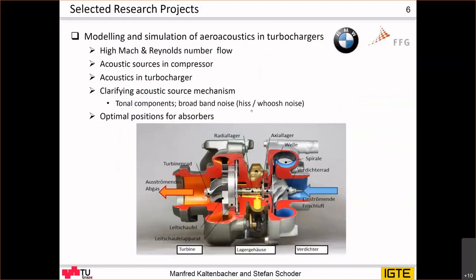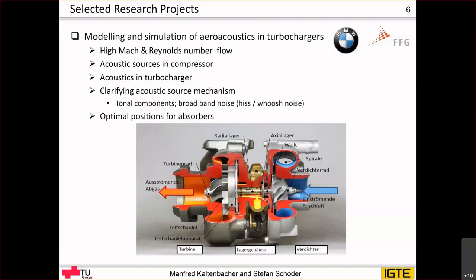We are also engaged in aeroacoustics. Aeroacoustics means flow-induced sound. This is a special project with BMW in Steyr, and there we look at the generated noise of turbochargers, and the main component in a turbocharger making noise is the compressor, as you can see on this picture here. So this is the turbine and this here is the compressor, and they rotate at quite a high speed, which is already going to Mach 1.